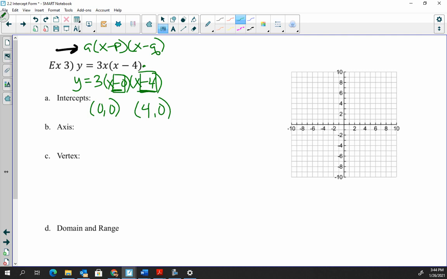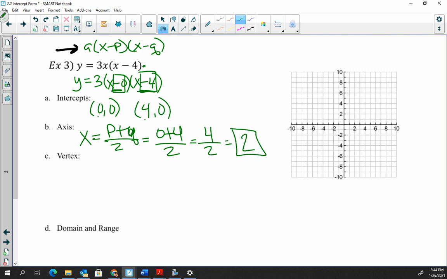When you find your axis of symmetry, p plus q over 2, use these numbers, right? So it'd be 0 plus 4 over 2, which would be 4 over 2, which simplifies to 2. So there's your axis of symmetry. And then from there, you would just solve this problem out, just like we did the other ones. You take this number, 2, and plug it back into your equation. That gives you your vertex, and then you're ready to graph.